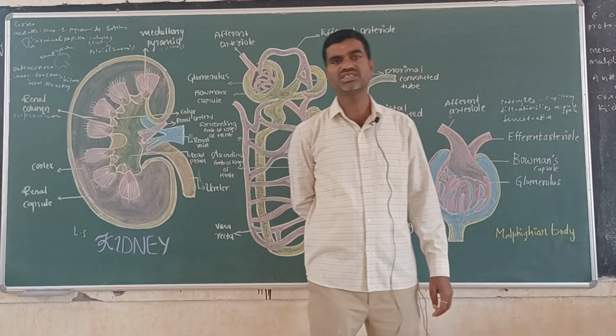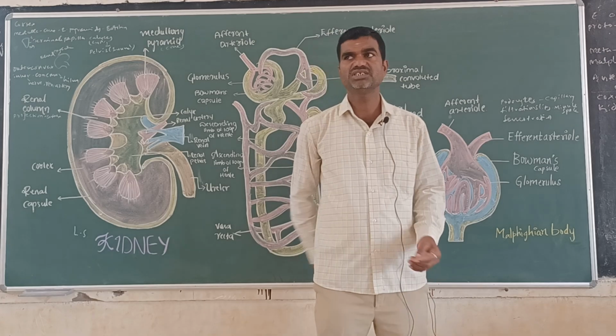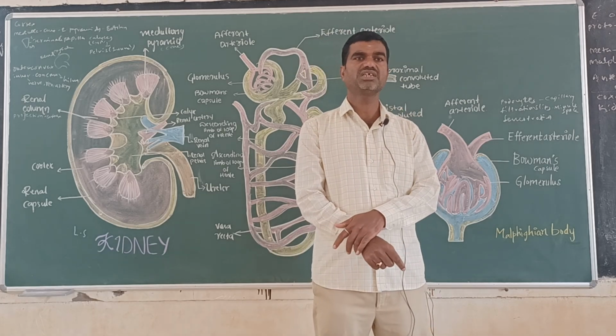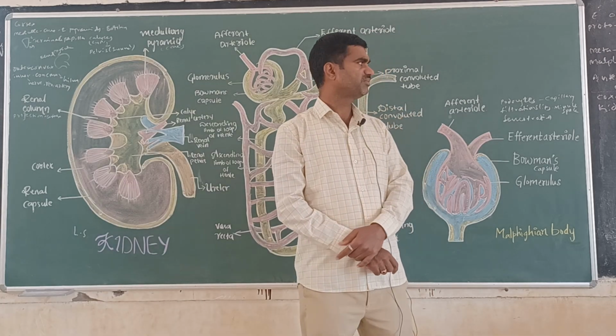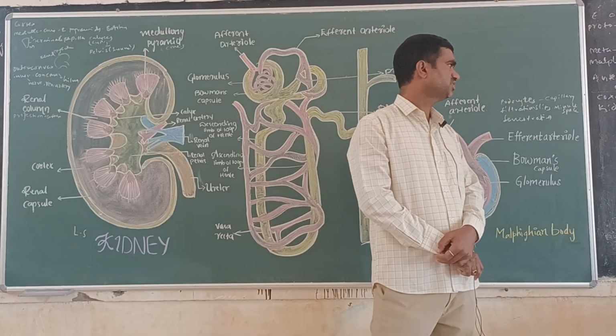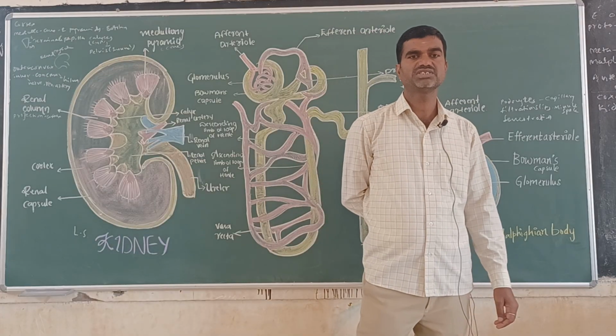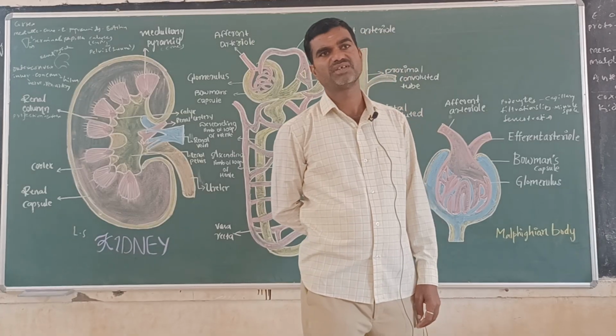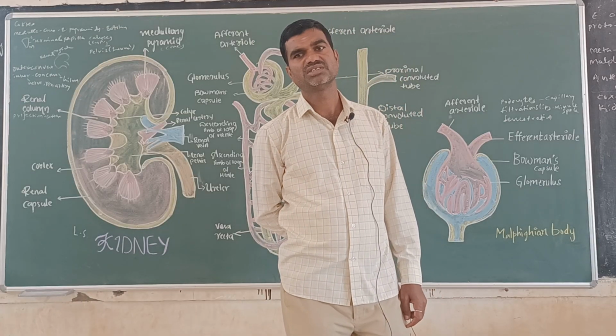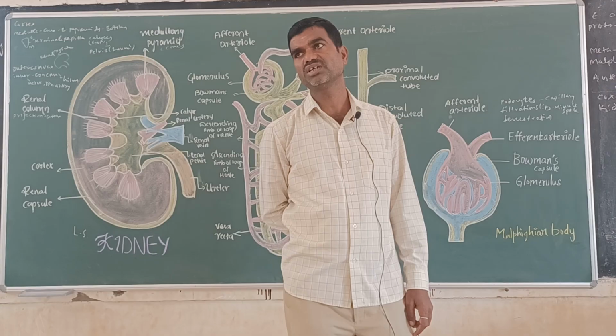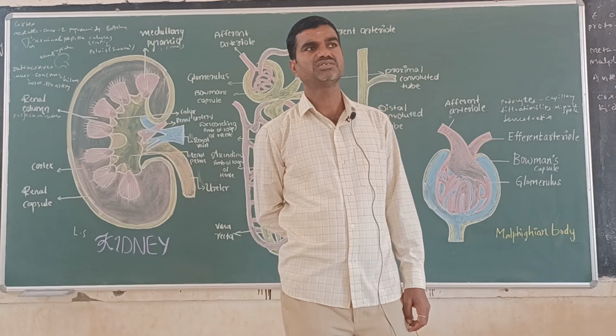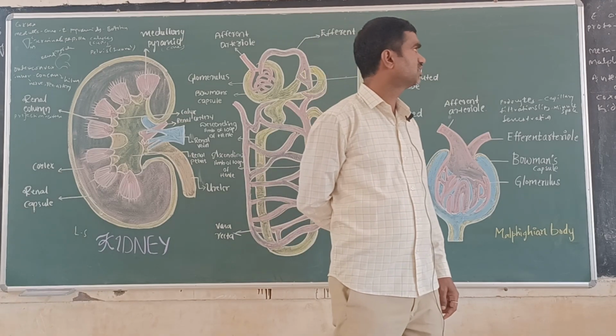Next are the kidneys. Kidneys are present in higher vertebrates, from fishes to mammals, where well developed kidneys are present. Kidneys are retroperitoneal organs. So these are the excretory organs.